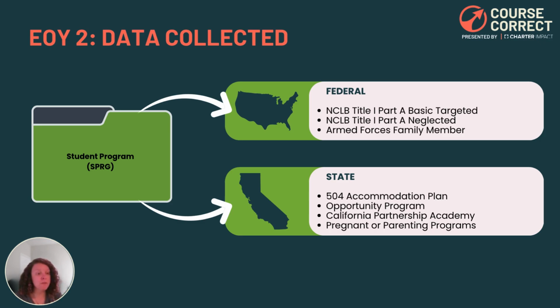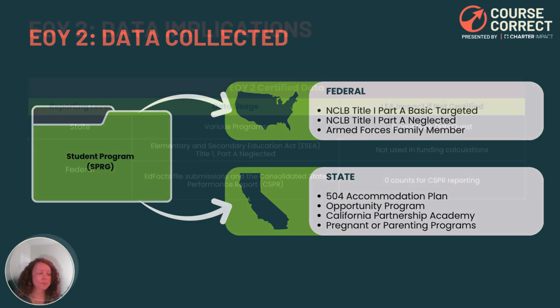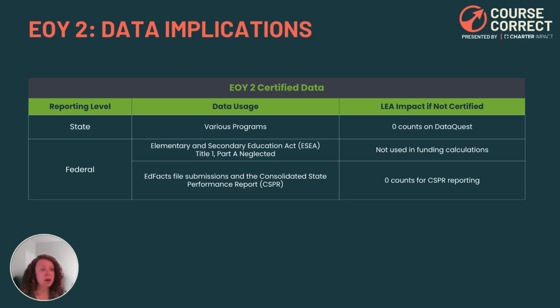And so if you remember, in EOY 1 we talked about the implications. Here you can see there are some very clear implications because these are so clearly connected to state and federal reporting. However, here they are laid out a little bit more explicitly. At the state level, those state-specific programs are reported in places such as DataQuest, and if you, for some reason, didn't report that information, you would not see it in DataQuest. And then federally, of course, there are ties to some of the federal reports and the federal funding.